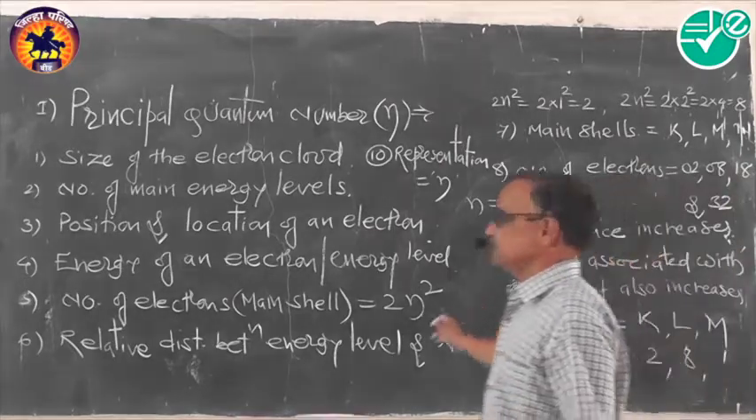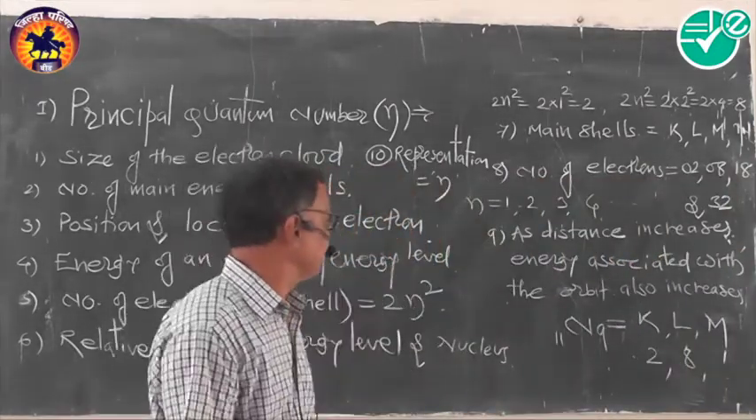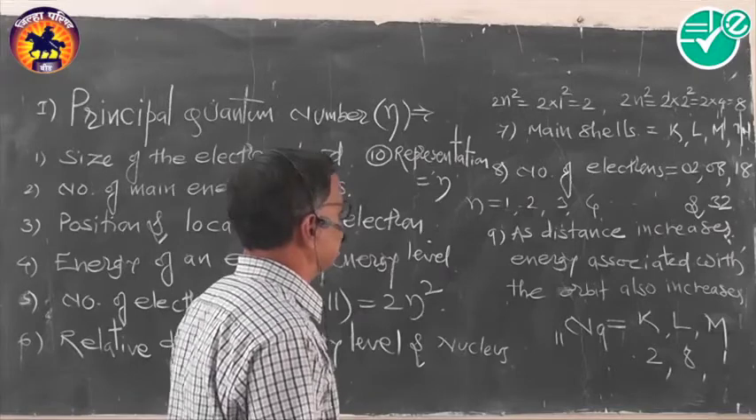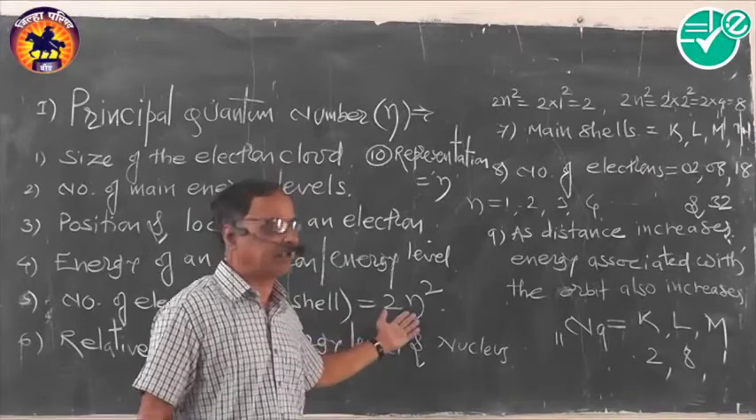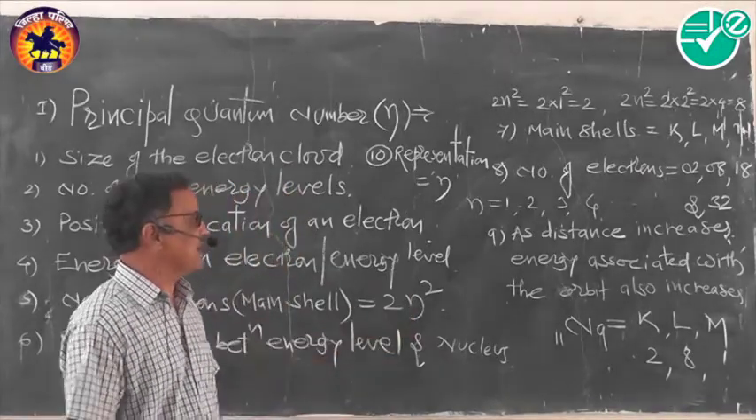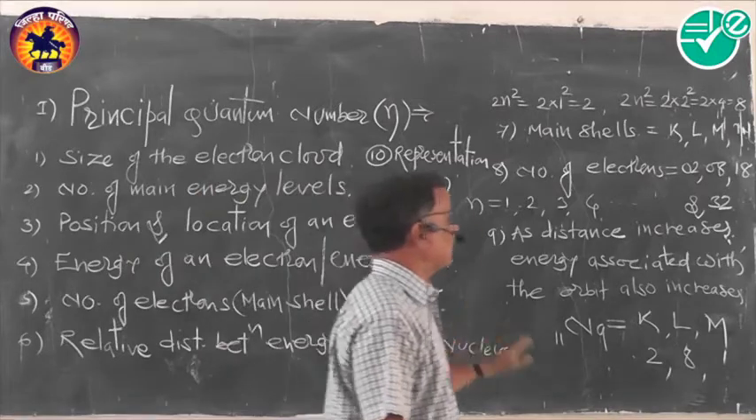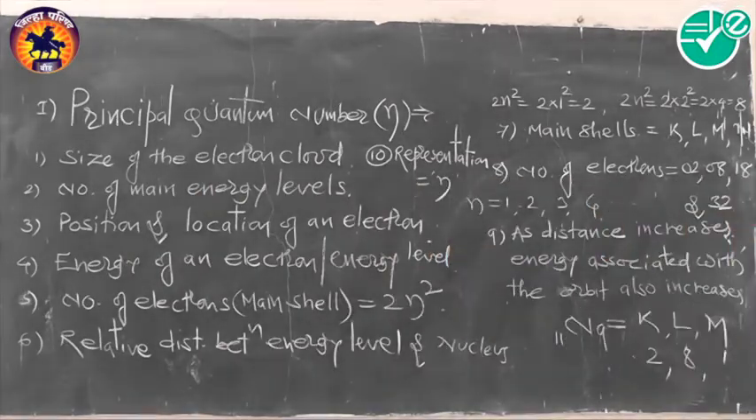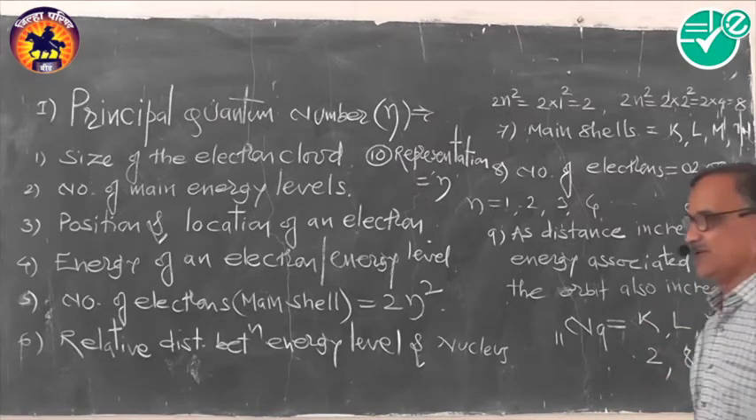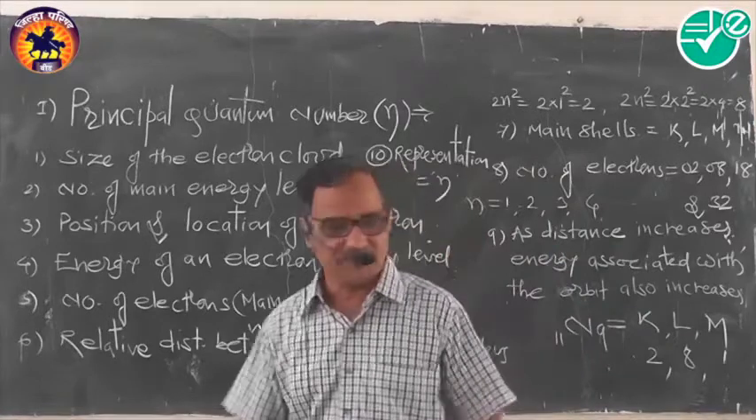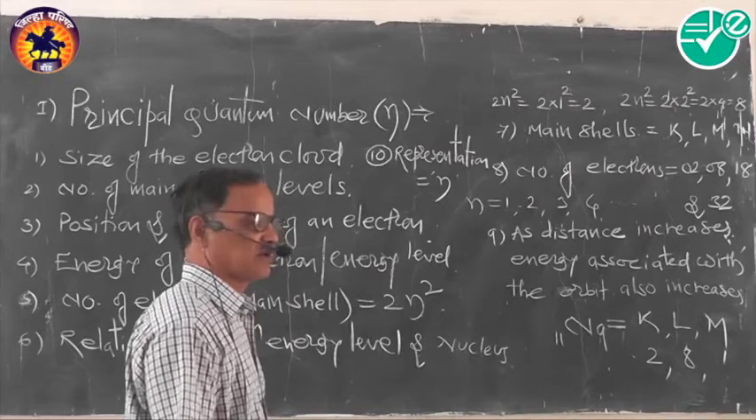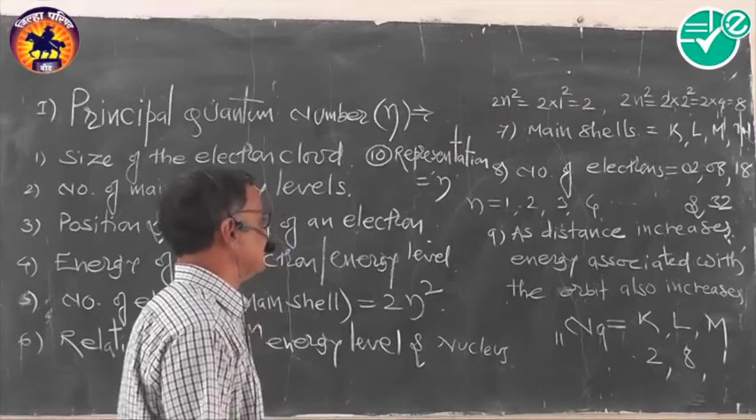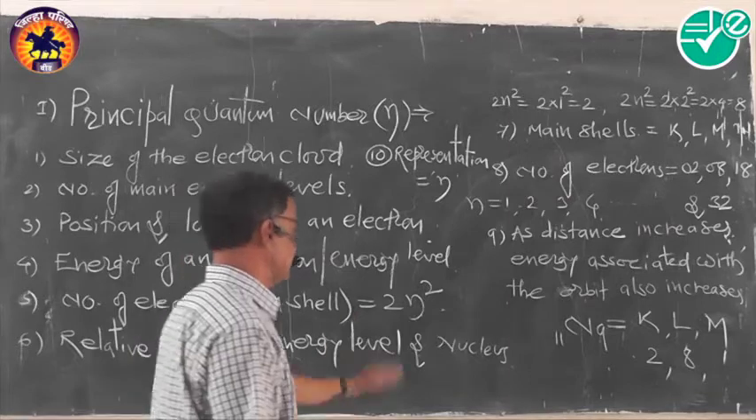So the maximum intake capacity of the electrons in the main energy levels, as we mentioned above, can be calculated by the formula 2n square. Hence, the maximum number of electrons present in the main energy levels K, L, M and N are 2, 8, 18 and 32 respectively. Hence, on the basis of the principal quantum number, we can calculate the number of electrons present in the main energy levels K, L, M and N respectively. This is the 8th point.